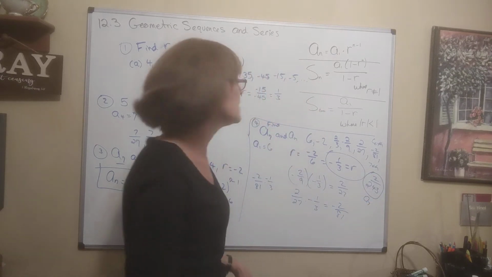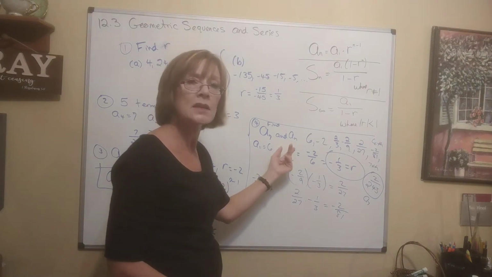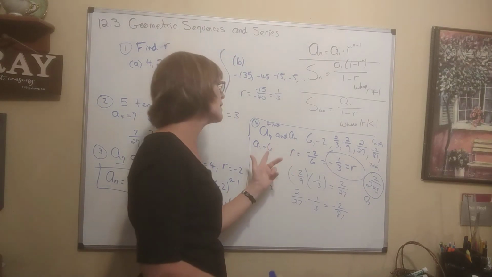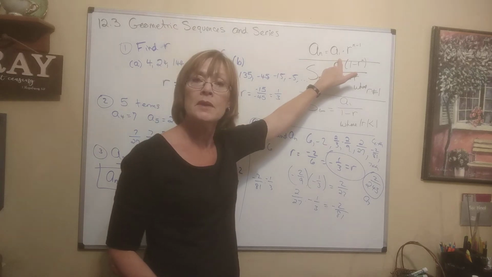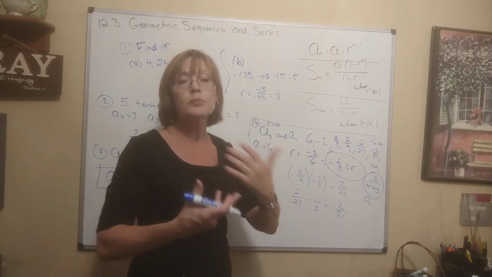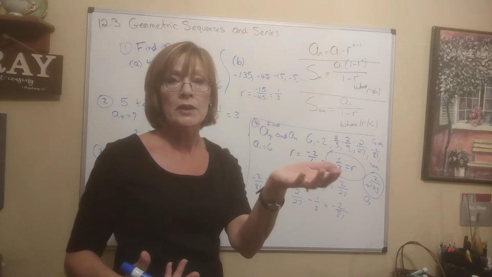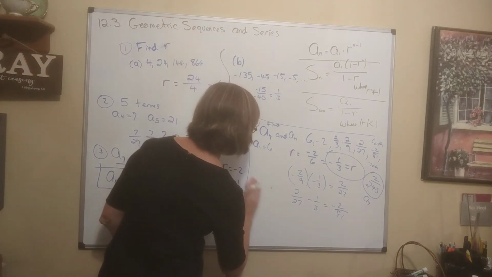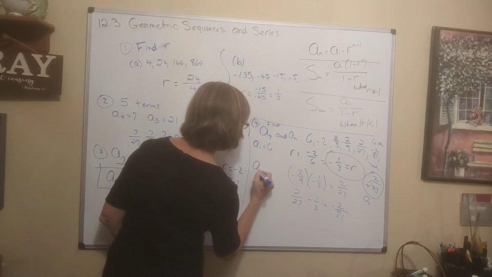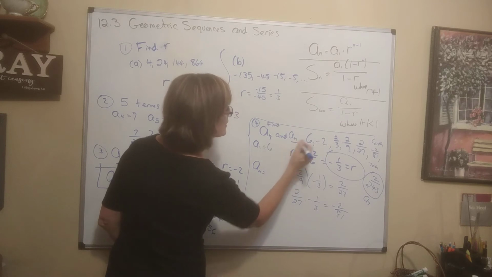That's one approach. The other approach is you could figure out what a sub n is, because we know what r is, and we know what a sub 1 is, and that's all you need to find a sub n, find the formula, and we could let n be 7. That's the other way you could do it. So let's figure out what a sub n is, because that's the second thing we needed to find.